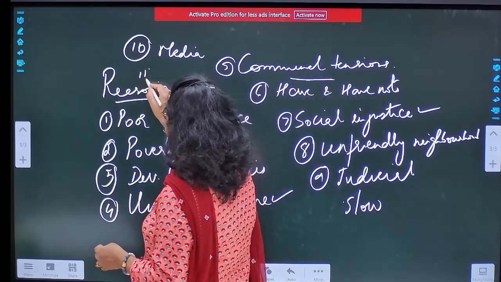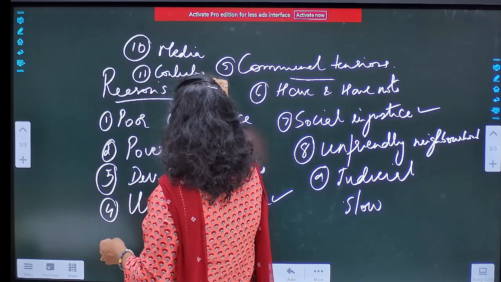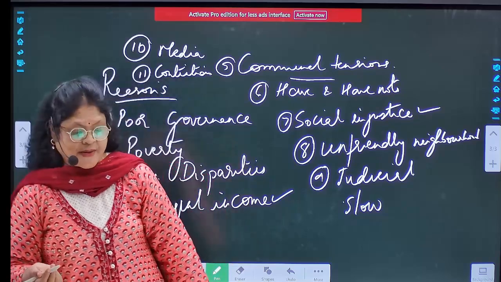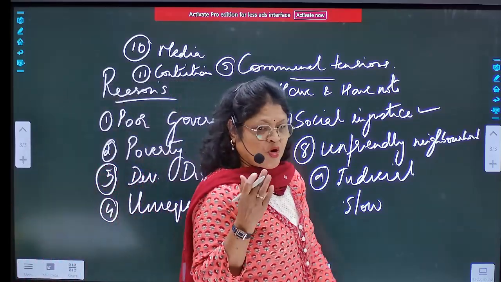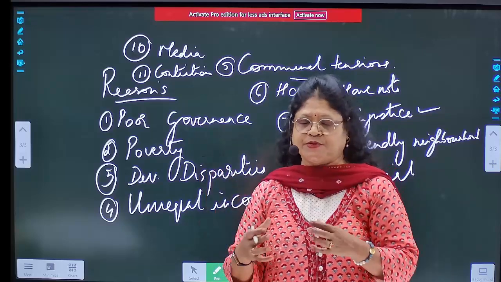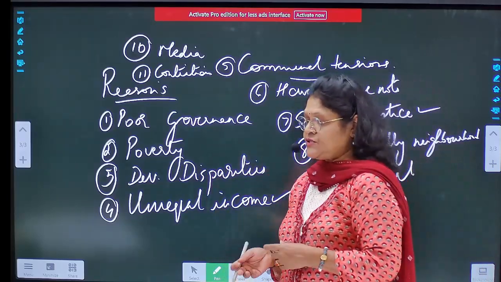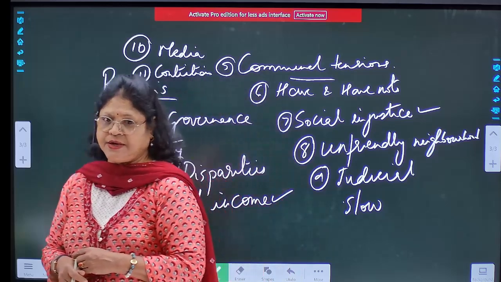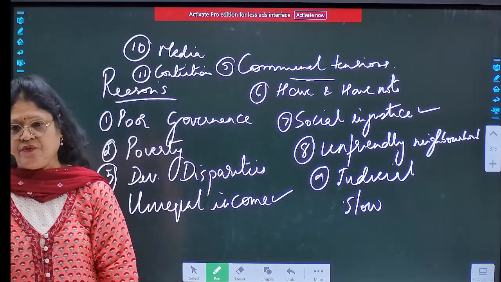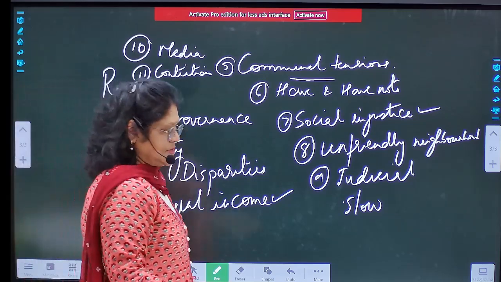And the last one is contentious politics, which is a very important factor, that for political gain, some persons or some groups indulge in activities which can lead to tensions within the society, and this can also escalate into a big issue if not controlled at the earliest.